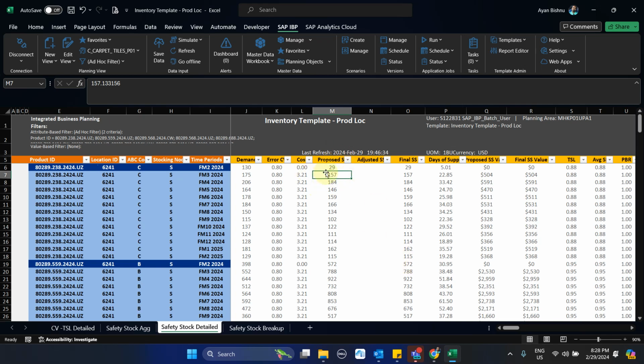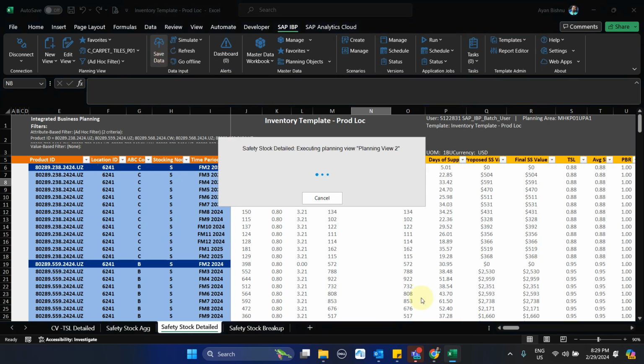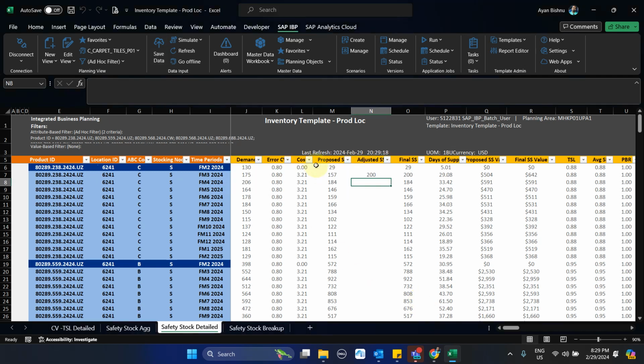Now, whatever is recommended by default goes to the final safety stock unless the planner overrides something in the adjusted key figure. So if I put something in the adjusted, let's say 200, and save it, you see this override is taken into consideration and the final safety stock shows as 200.